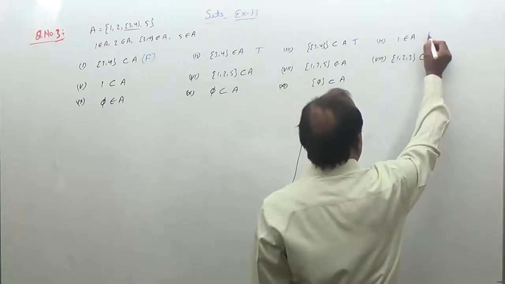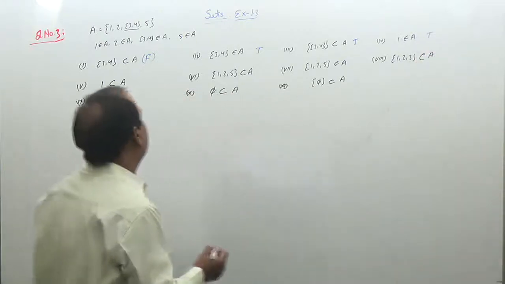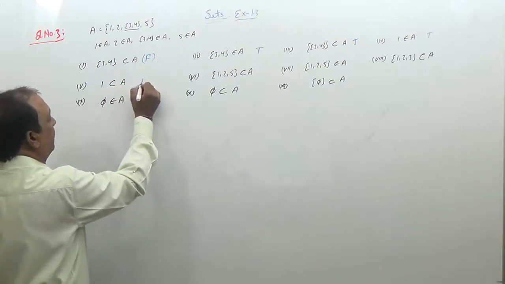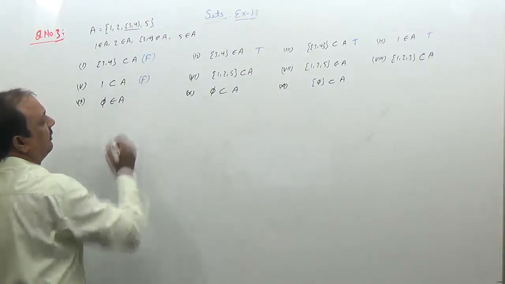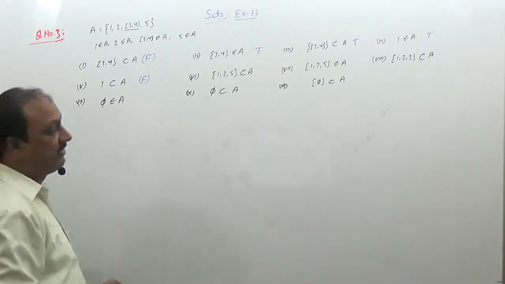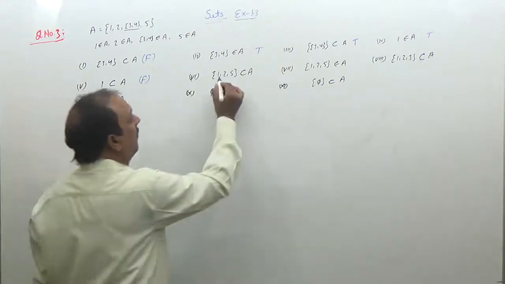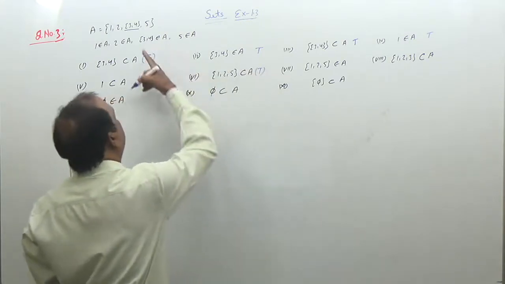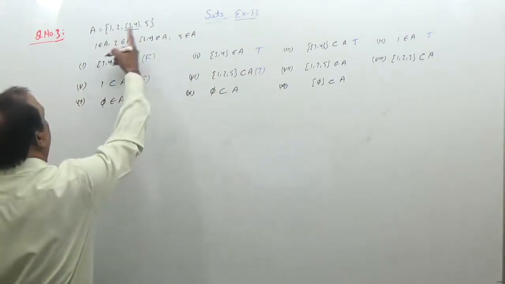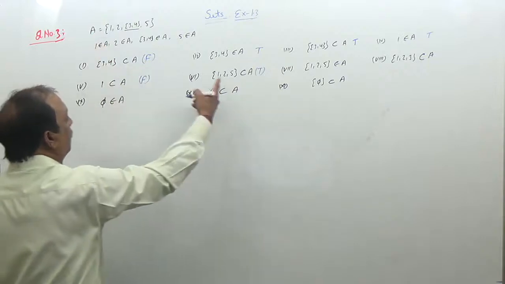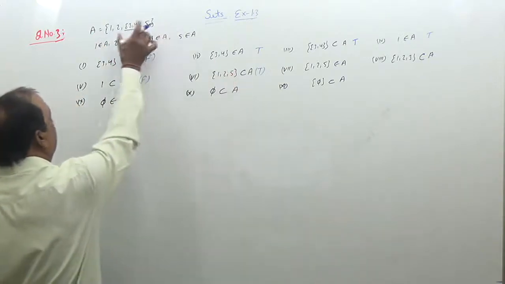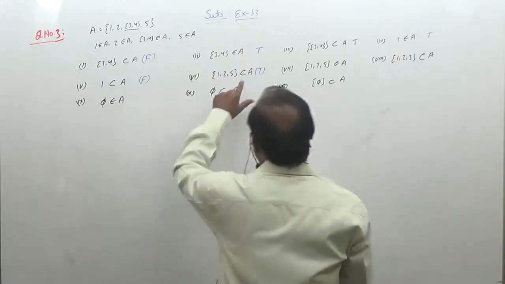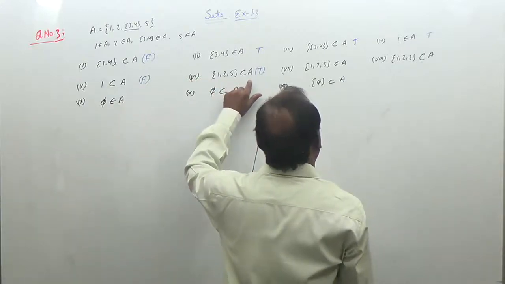1 belongs to A, it is a true statement. And the fifth statement is: 1 is a subset of A. This is a false statement because an element कभी subset नहीं होता. 1 to 5 is a subset of A. This is true. We have formed a subset by taking the elements 1, 2 and 5 of the set A. Because all elements of this set lie in set A, this is the correct statement. This is a subset of A.